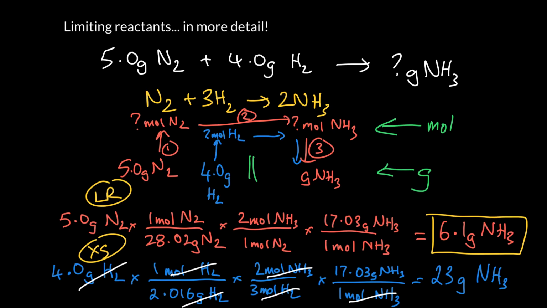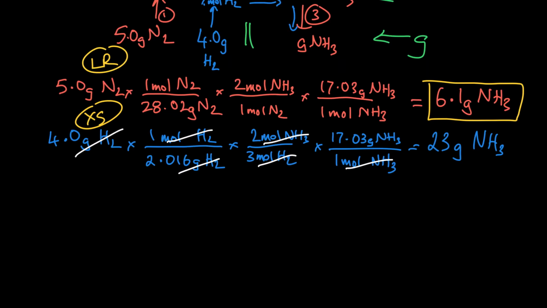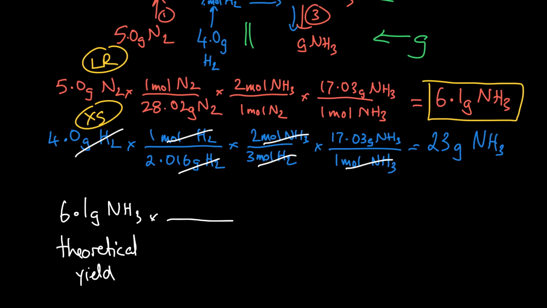And just for fun, we should be able to go backwards and tell how many grams of hydrogen are remaining. So let's have a go at that. How do we do that? Well, we can take our 6.1 grams of ammonia, which, by the way, is what we call the theoretical yield. This is how much in theory we make, and we can convert it back to hydrogen. We can say, okay, grams of ammonia to moles of ammonia, we know there's 17.03 grams in a mole.